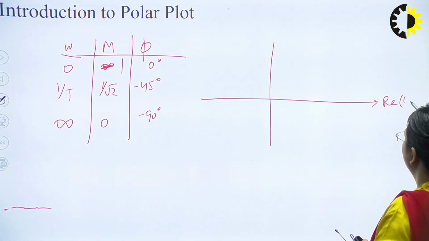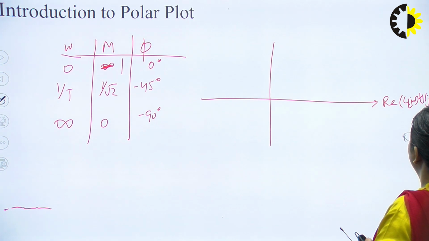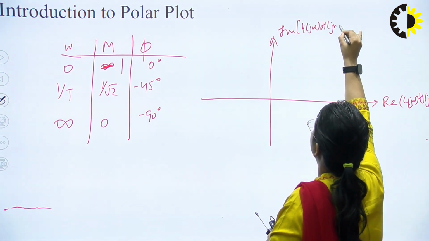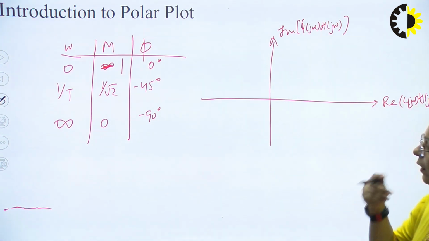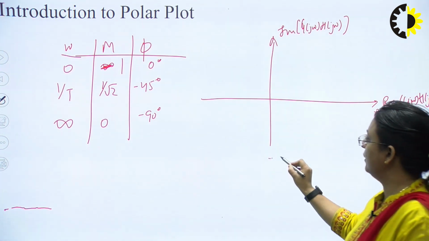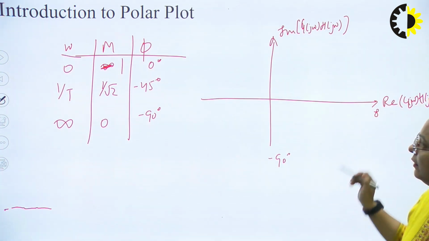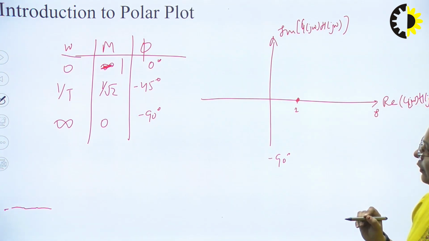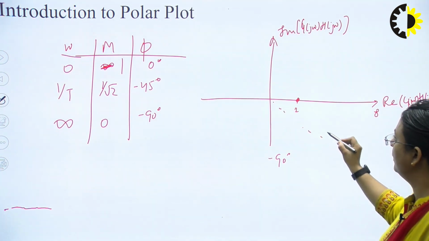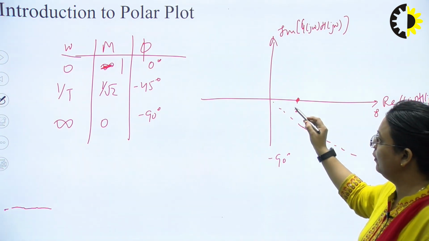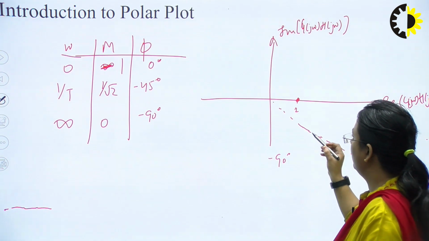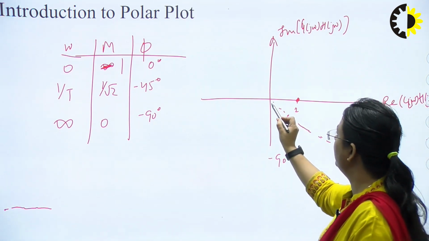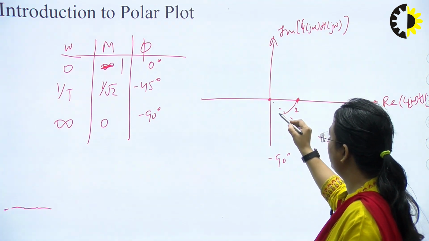Now plot the real part of G(j omega) H(j omega) with respect to the imaginary part of G(j omega) H(j omega). So the magnitude is 1 at 0 degree, and this is again minus 90 degree. So the magnitude at 0 degree is 1, so this is one point. At minus 45 degree, let us say this is the line for minus 45 degree, the magnitude is 1 by root 2, so this will be the point 1 by root 2. And at minus 90 degree the magnitude is 0. So when I join these points, I get this.